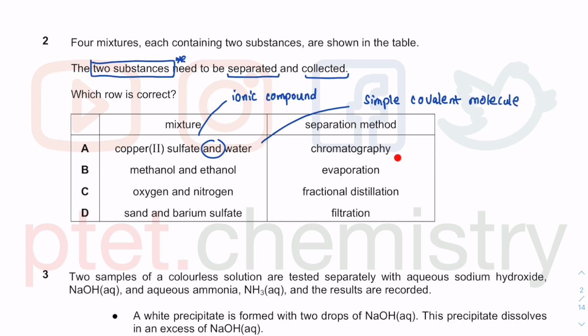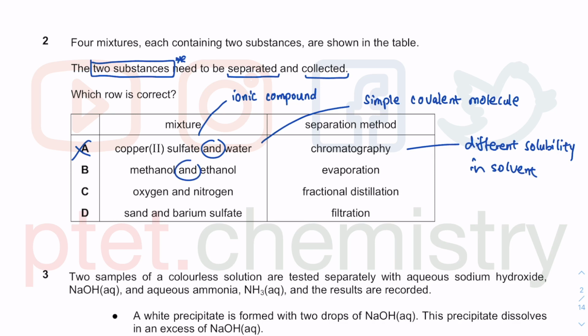We don't talk about chromatography because copper(II) sulfate is dissolved in water. Water itself is just water, usually as a solvent. Chromatography works based on different solubility in the solvent. Okay, so different solubility in the solvent. This is not going to be a suitable method to separate copper(II) sulfate from water.